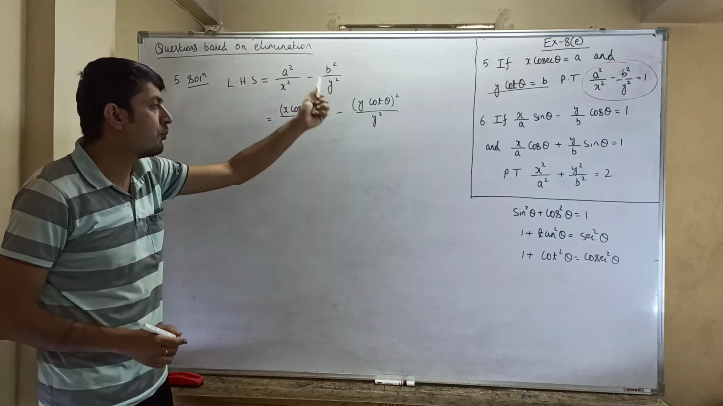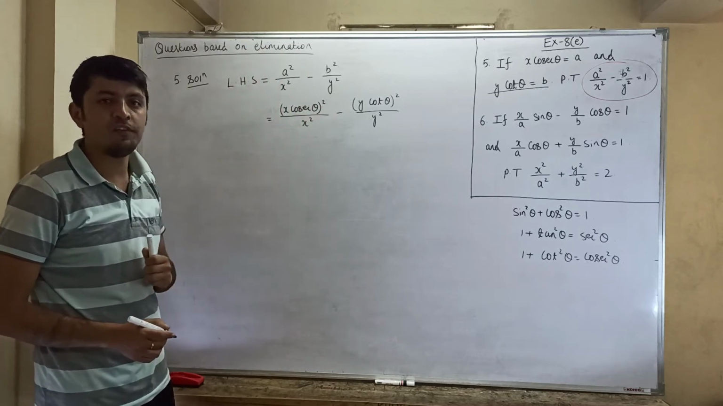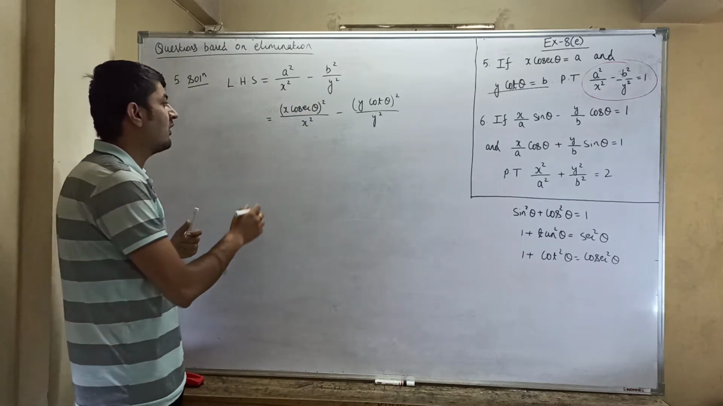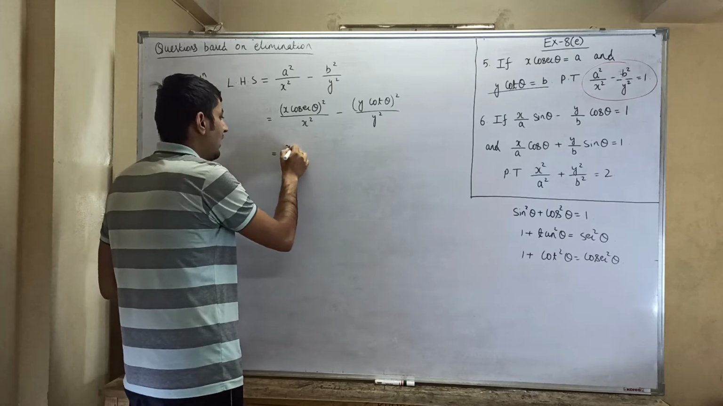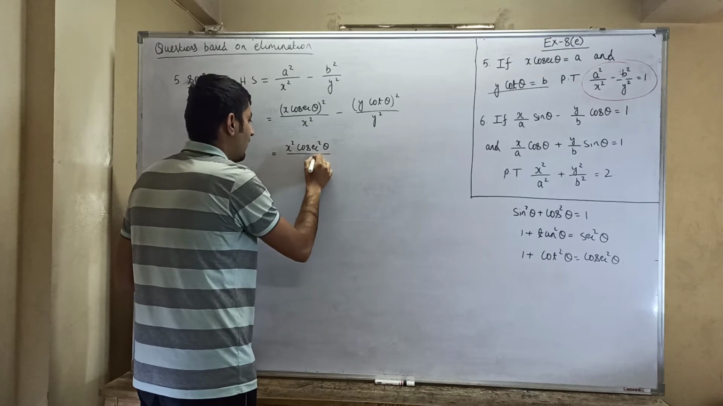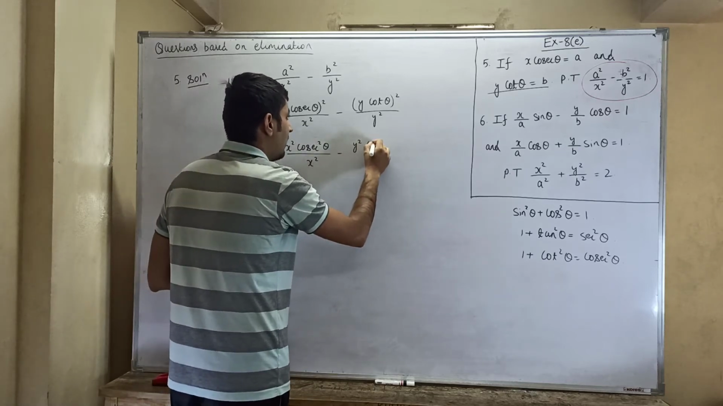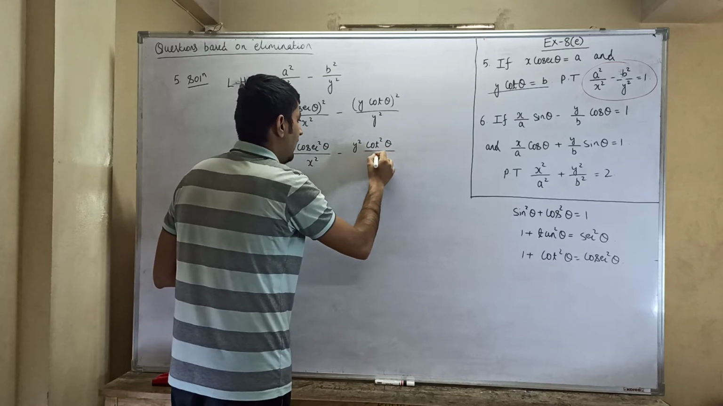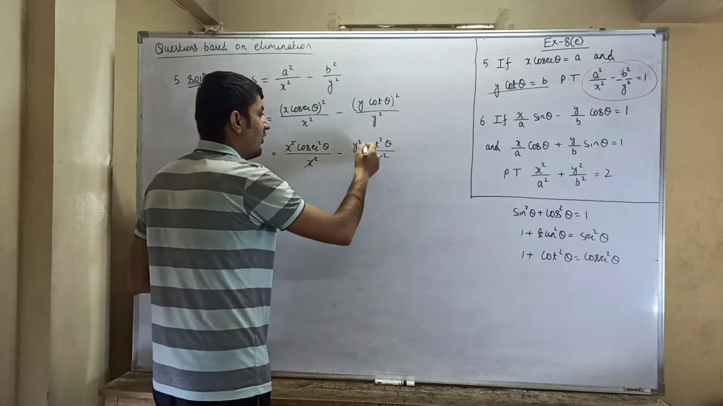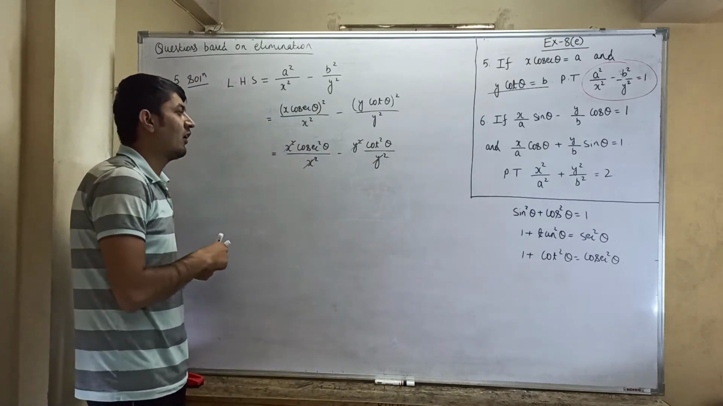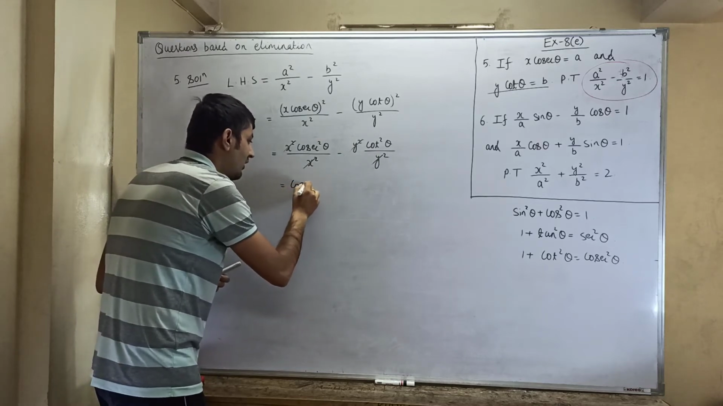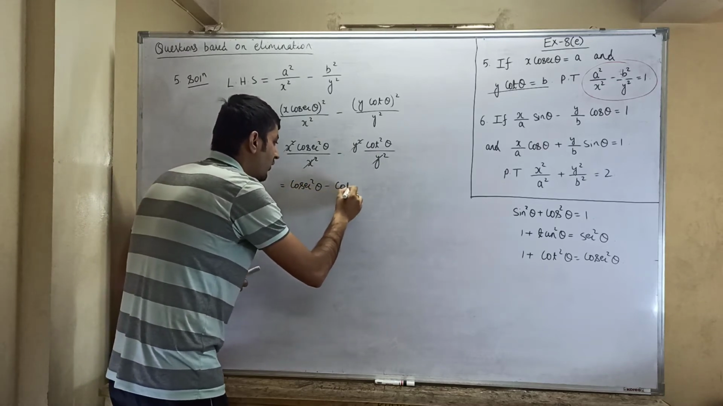Now, after you finish putting your a and b, you do the simplification. No need to be worried. This problem is not that difficult. So kindly do the simplification. You will be getting x square cosec square theta by x square minus y square cot square theta by y square. Now x square you cancel, y square you cancel. So how much did you get? You got cosec square theta minus cot square theta.